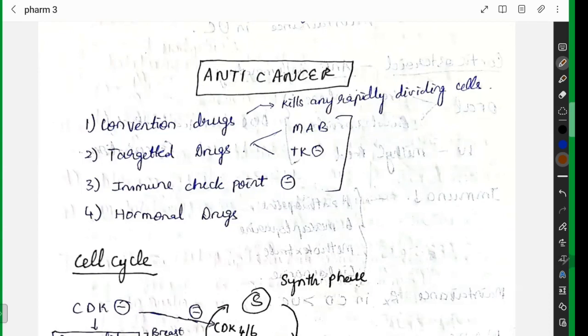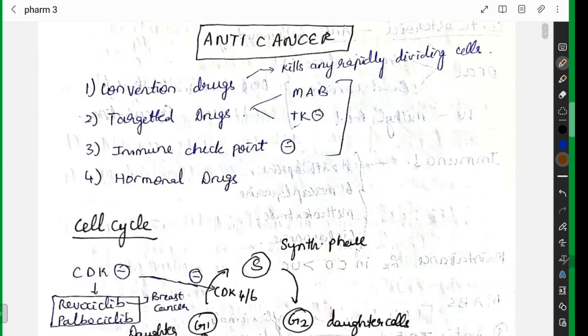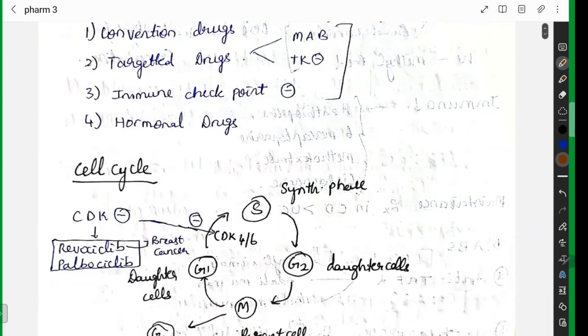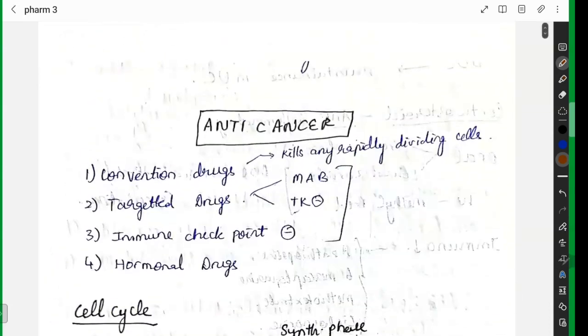You all know that protein kinase is going to play a very important role in the cell cycle. So what you can do is, you have some checkpoints in your body. You all know that your cell cycle consists of the G1 phase, S phase, G2 phase and M phase. Each area we can independently target and inhibit. The fourth one is going to be your hormonal drugs. You can go for some hormonal drugs. So this is going to be the basic idea of your anti-cancer.